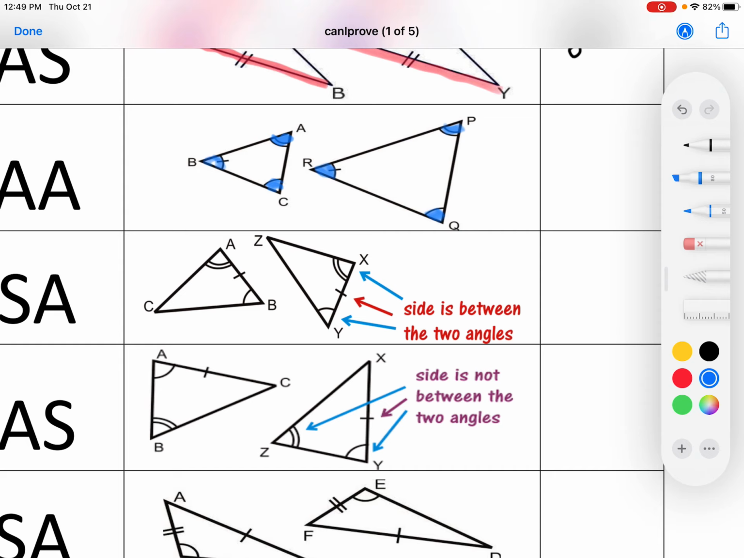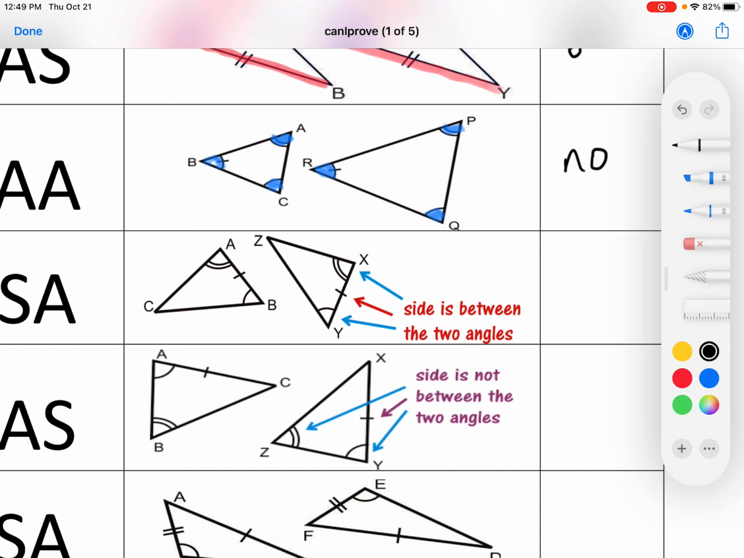So the question, is that enough to prove that the triangles are congruent? And when you look at this picture, it's pretty obvious that the answer is no. You've got to think about, what does congruent mean? Congruent means you have the same size and the same shape.